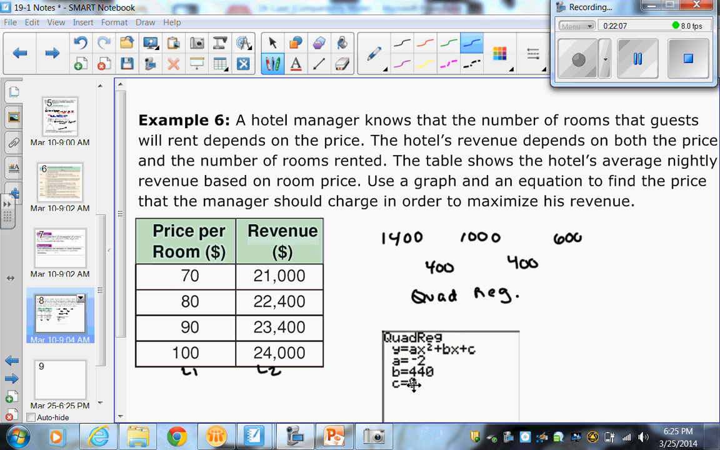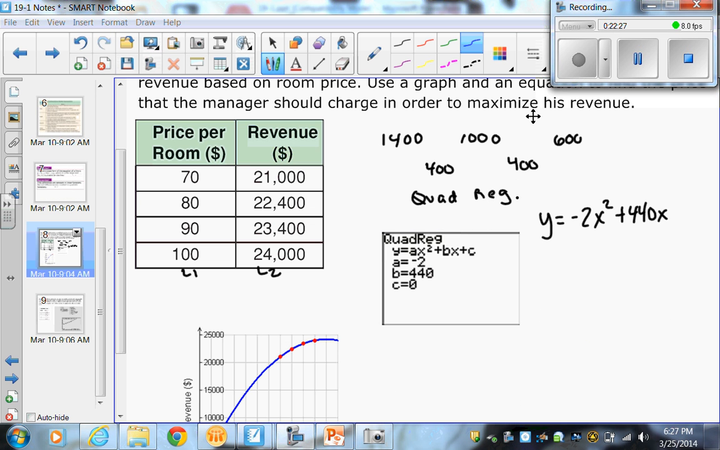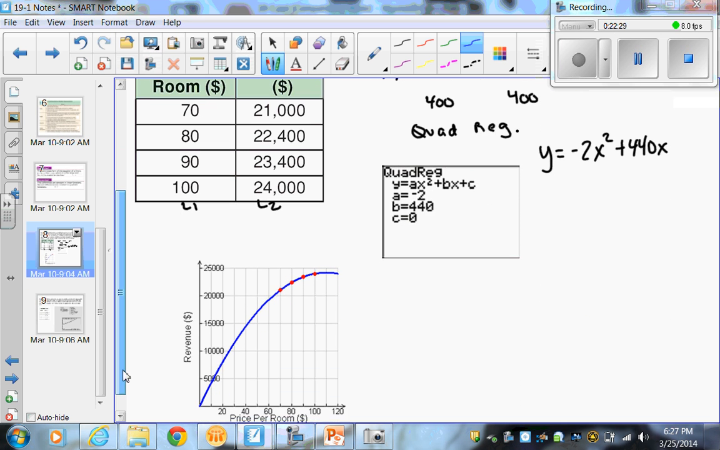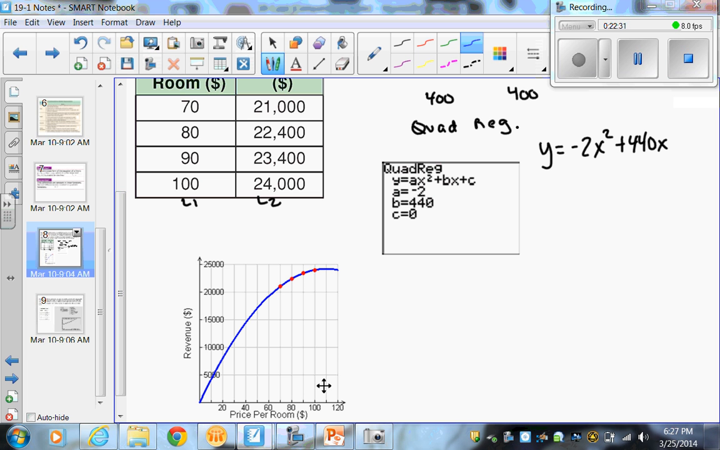So when I calculate my quadratic regression, I get this, which tells me that my equation is y equals negative 2x squared plus 440x, and my c is 0, so I don't have to write the plus 0. So next, I'm going to graph it. So I'm going to type this into y equals and get my graph. So my graph is going to look something like this.